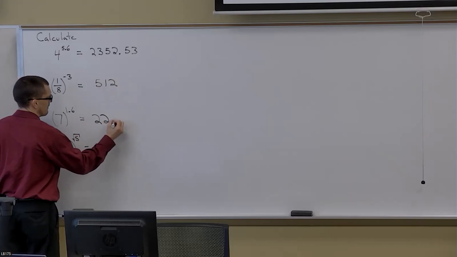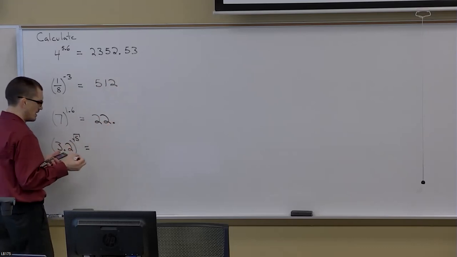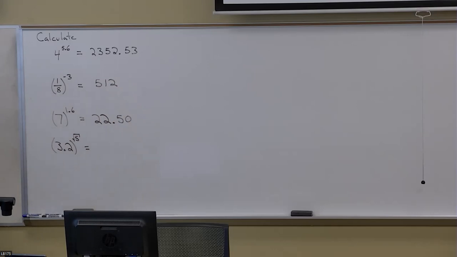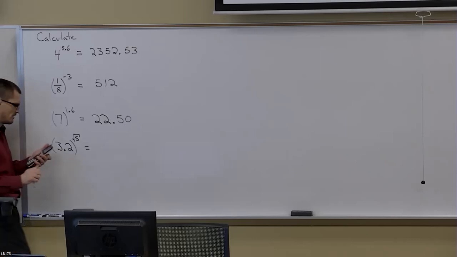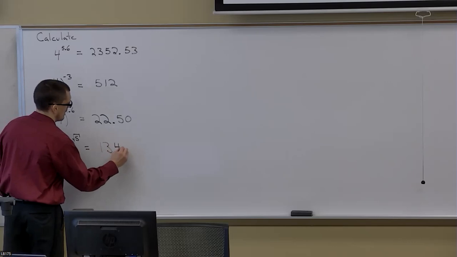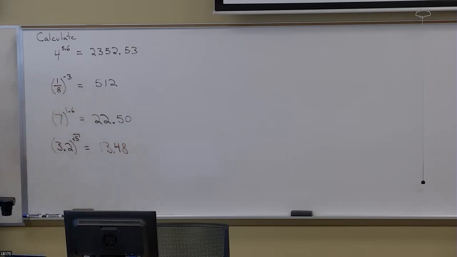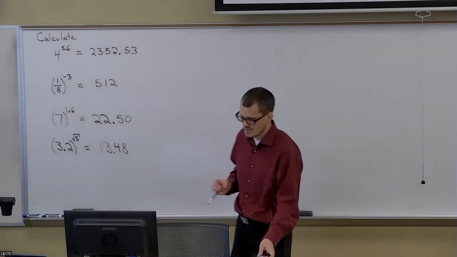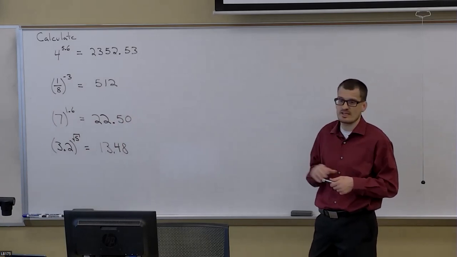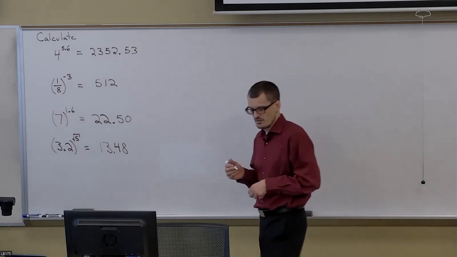Seven to the 1.6 power. It's an ugly decimal, but if you round it to 2 decimal places, it's 22.50. That 49 rounds up to a 50. And then 3.2 to the square root of 5 power is about 13.48. Is that all right? Now that's just a straightforward plug it into our calculator. It shouldn't be very difficult to do.